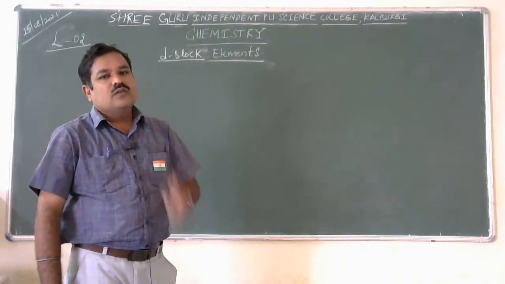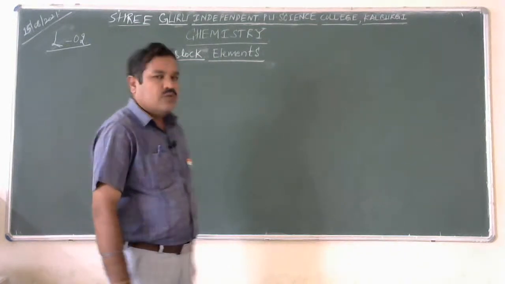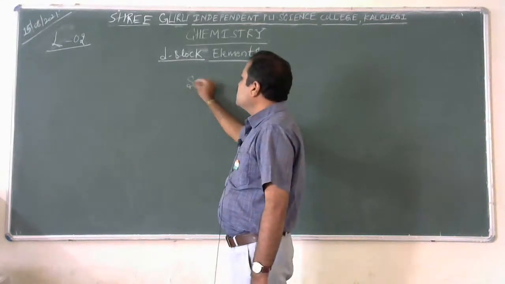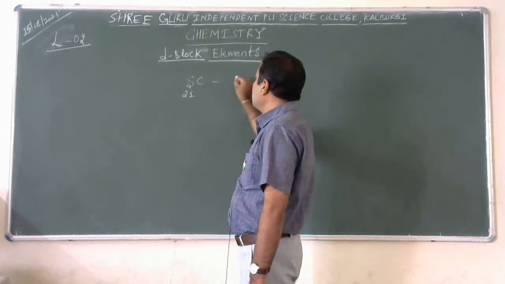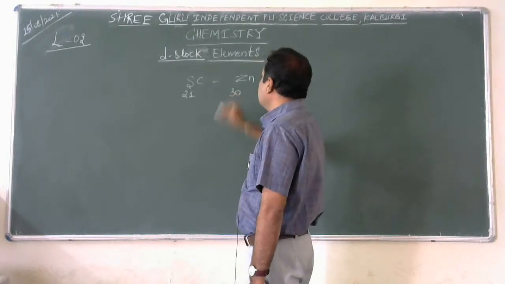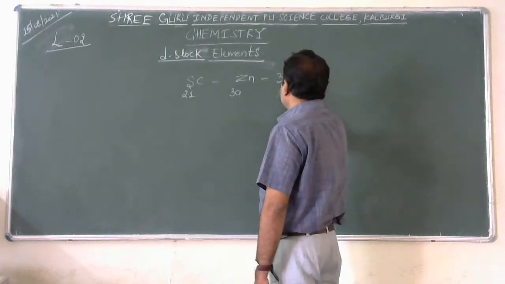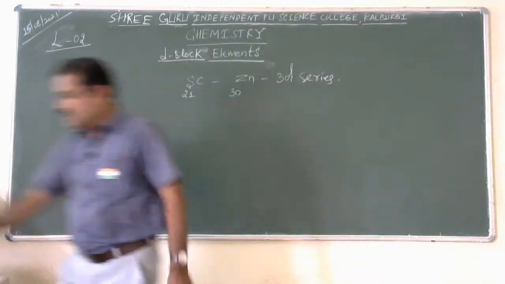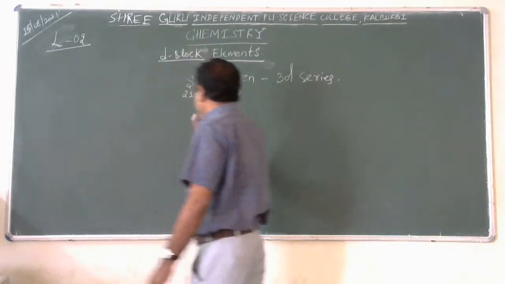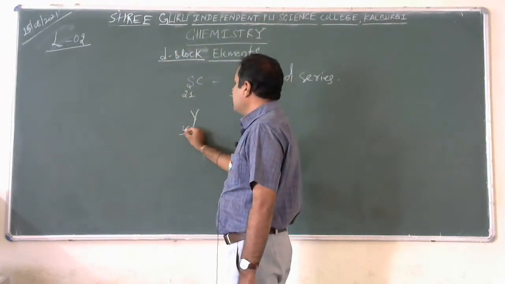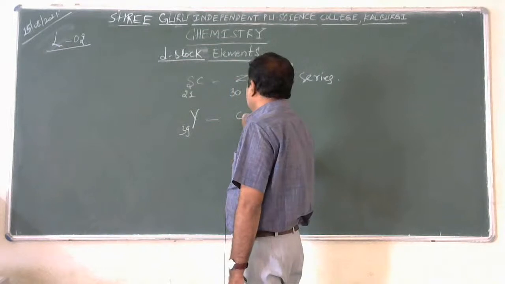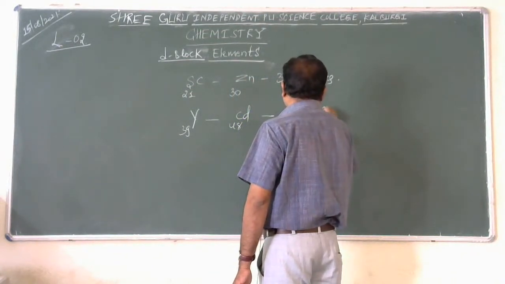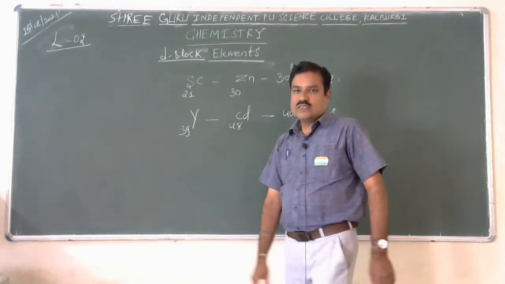The 3d series elements consist of elements from scandium, atomic number 21, to zinc, atomic number 30. Next, yttrium to cadmium, atomic number 39 to atomic number 48, comes under the 4d series.